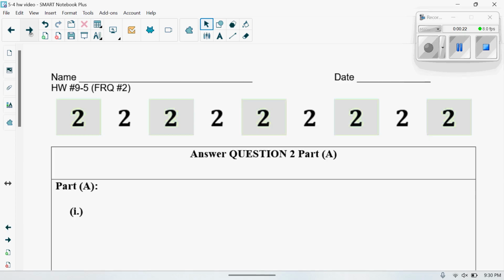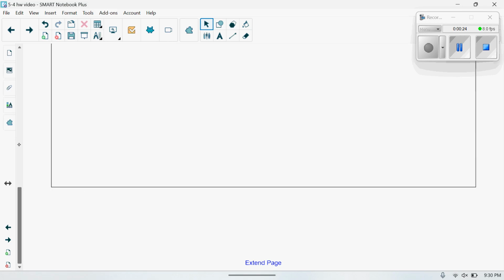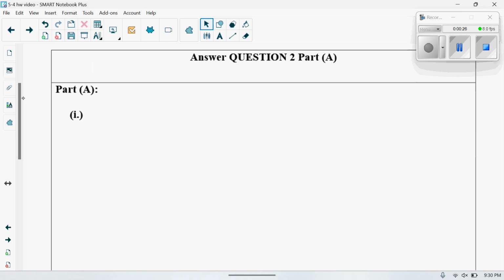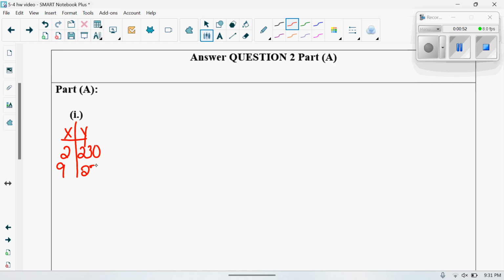The first thing I'm going to do when I'm reading a question like this is look for the points that they are giving me in the word problem. It tells me that after 2 weeks, Mr. Castwater's maximum bench press was 230 pounds. So that means the point (2, 230) falls on my regression. After week 9, so x equals 9, he has a maximum of 270 pounds. So that's my second point.